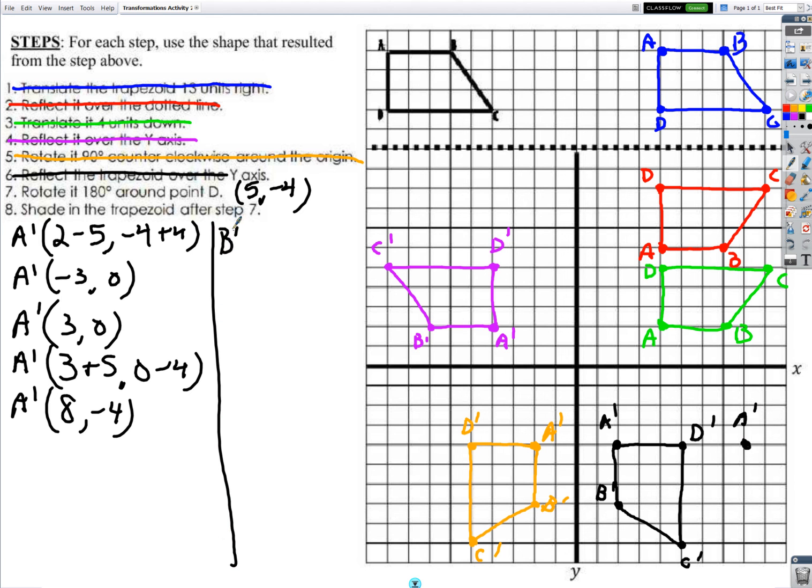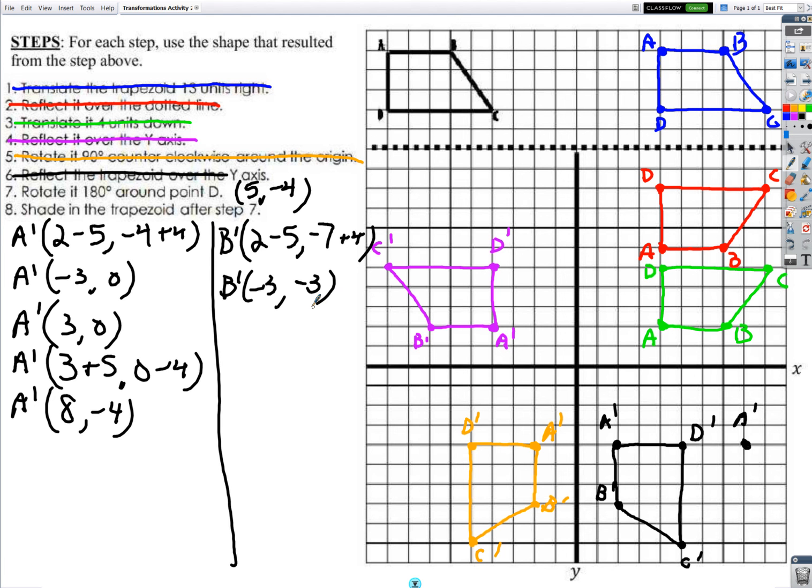Okay, so now let's do B. B is starting off at 2, -7. So I get the 2 and I'm going to subtract the 5 first. I'm going to get the -7 and subtract the -4. That's the same as adding 4. So I get -3 again. But then here I also get -3. That's subtraction.